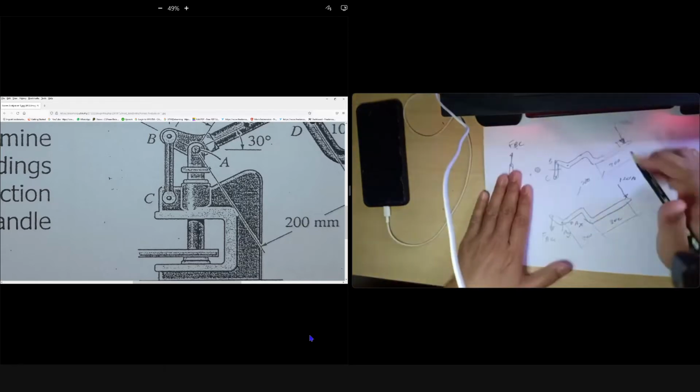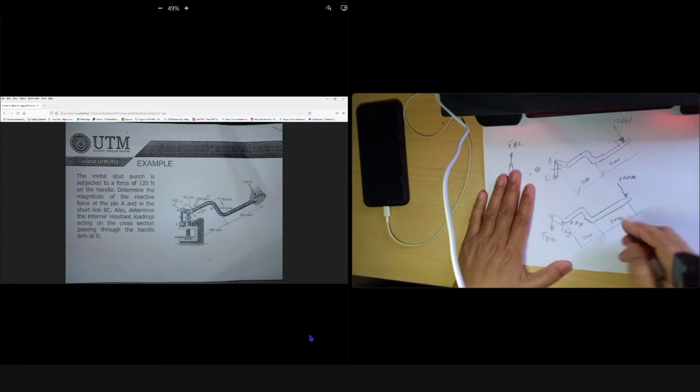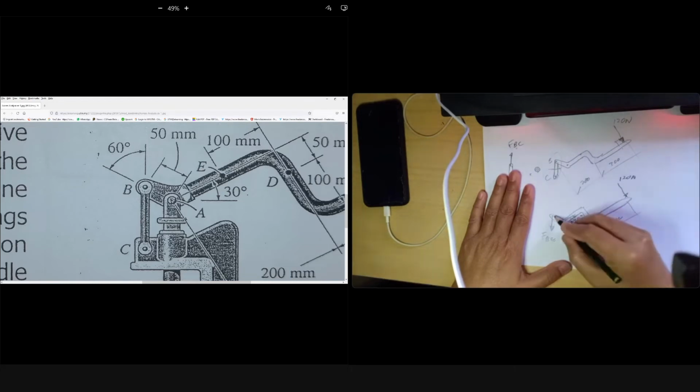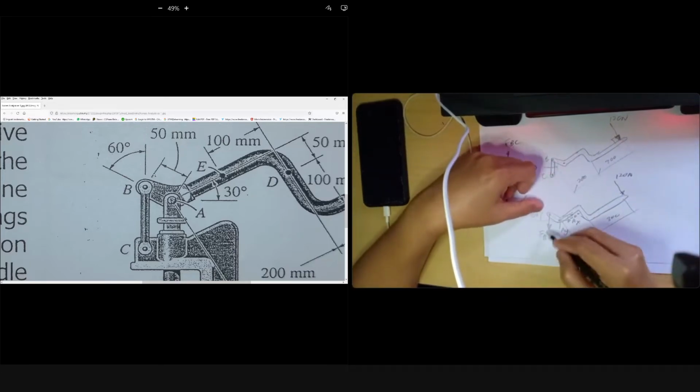So you take the handle free body diagram, and how do you solve BC here? Based on the dimension given here. Everything is there, right? So we know the angle here is 30 degree. And we know this one is 50 millimeter. From here to here is 50. 30 degree and 60 degree there. So this one is 60 degree. So this one also 30 degree from here. So my point is you can solve for BC here.